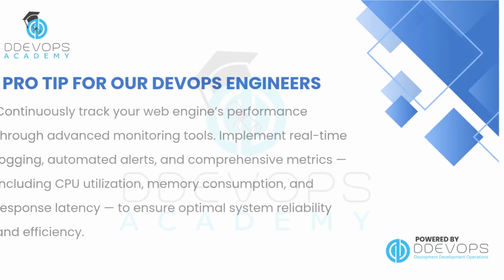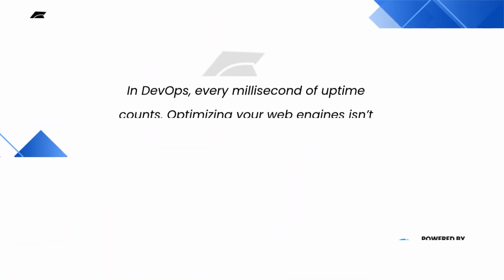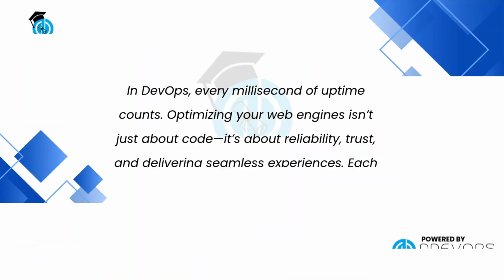Pro tip for our DevOps engineers. Continuously track your web engine's performance through advanced monitoring tools. Implement real-time logging, automated alerts, and comprehensive metrics, including CPU utilization, memory consumption, and response latency, to ensure optimal system reliability and efficiency. In DevOps, every millisecond of uptime counts.